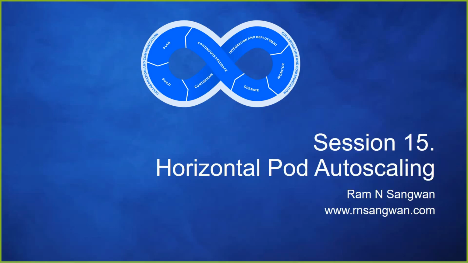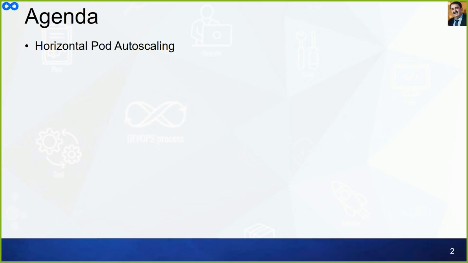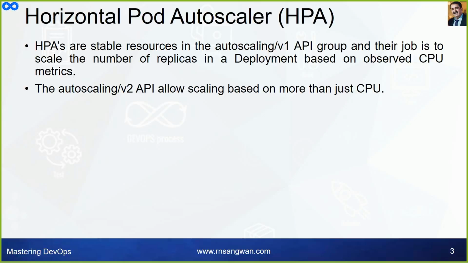Session 15, Horizontal Pod Scaling, HPA. Horizontal Pod Scaling, single topic. HPAs are stable resources in the autoscaling version 1 API group, and their job is to scale the number of replicas in the deployment based on observed CPU metrics.